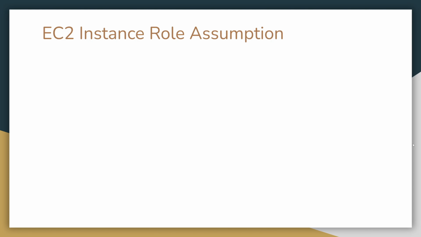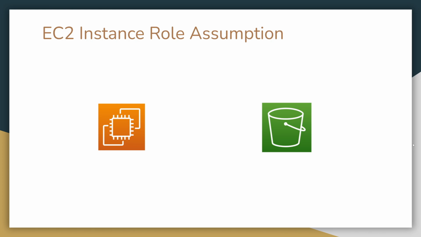Now let's take a look at EC2 instance role assumption. You have an EC2 instance. An application on that EC2 instance needs to access an S3 bucket. It cannot really access it unless you assign a role to your EC2 instance and give permissions to that role to access the S3 bucket. And now your EC2 instance and the application on it can access the S3 bucket.